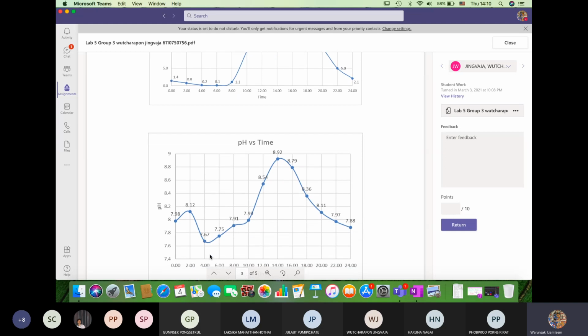But anyway, 7.6 is not a problem. In normal waters, the minimum pH we generally find is about 6.7 or 6.8. The maximum could be around 8 or 8.1. So 7.6 is still not a problem, but the maximum pH is questionable for this result.